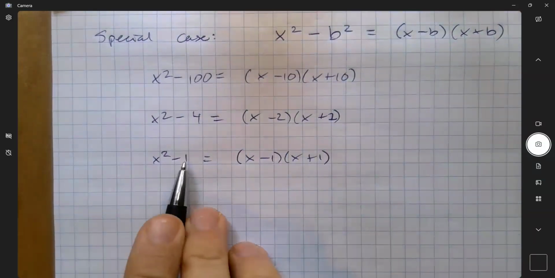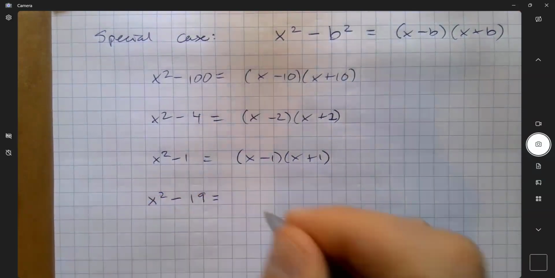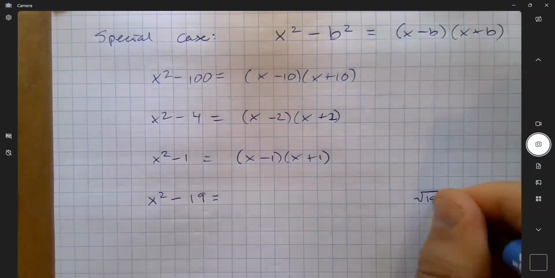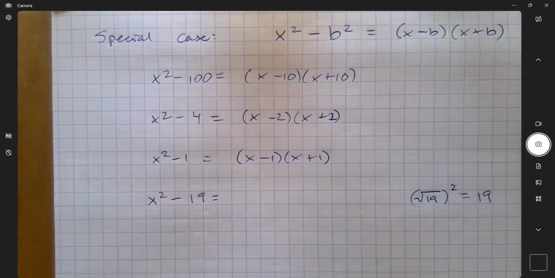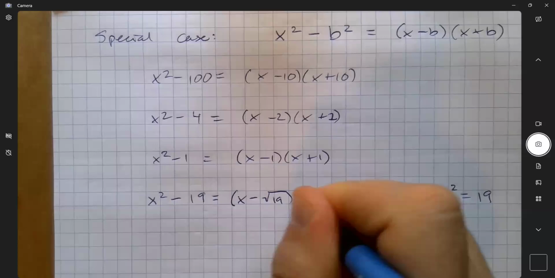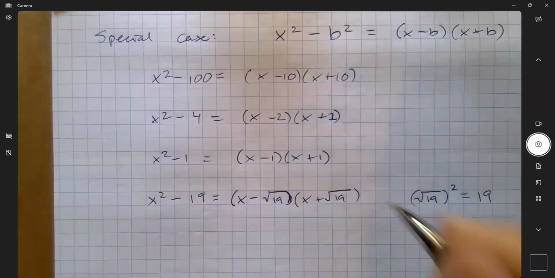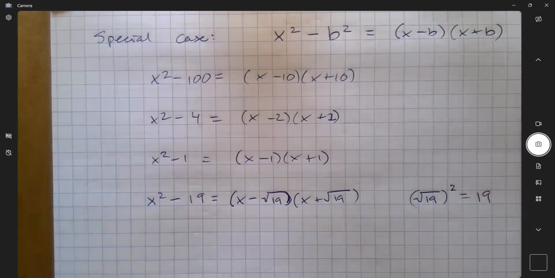This works even when the constant's not a square number. If I have x squared minus 19, well, as we saw on the other page, 19 is simply the square root of 19 squared. So that must factor into x minus the square root of 19 times x plus the square root of 19. Three special cases. I want to show you in Desmos what it looks like.